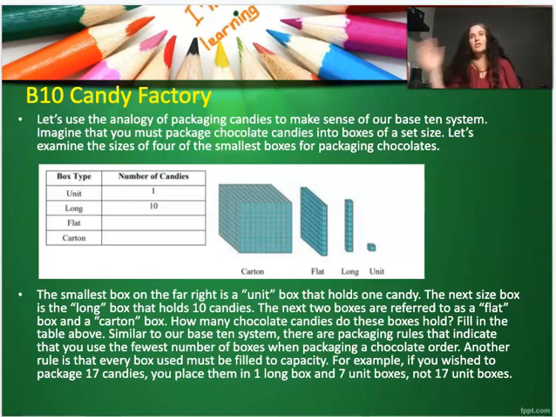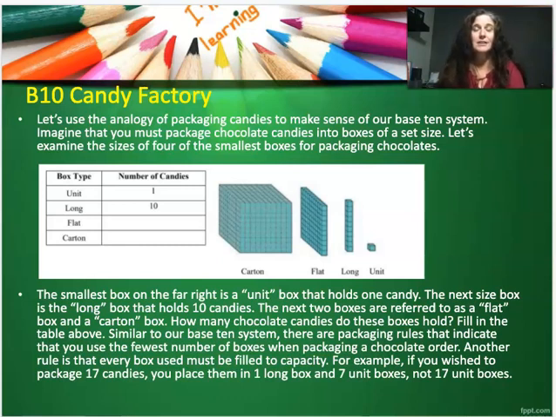So now we're going to switch companies. Now we're in a base 10 candy factory. So we're going to use that same analogy for base 10 candies. So now our unit is 1, our long is 10, our flat is 100, and our carton is 1,000. Okay? So the rules are very similar to the B4 candy factory. So you're going to fill with the fewest boxes you could, and every box needs to be all the way full.